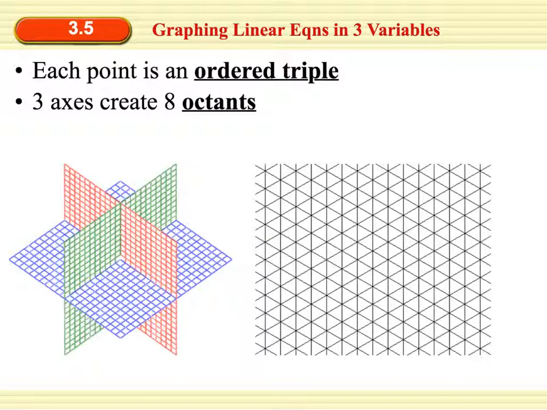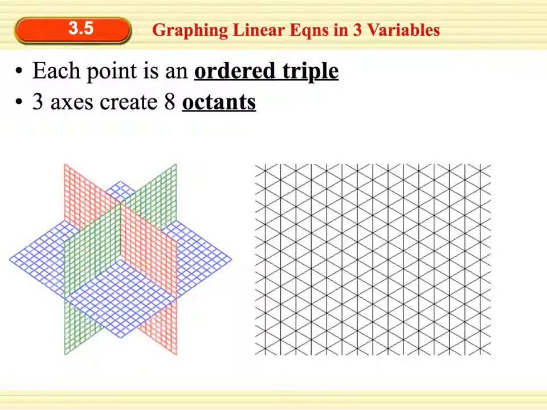When you look at the axes of a 3D system, it actually creates 8 octants. We have one octant here, the second one here, the third one here, the fourth one here, and you can kind of see the fifth one, the sixth one down here, and the seventh one over here. And then the 8th one would be below this region here. So you do get 8 pieces to this system.